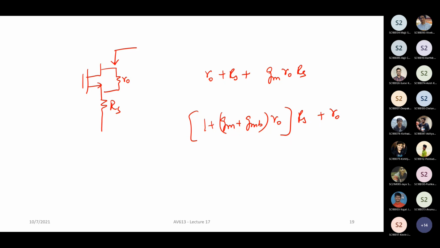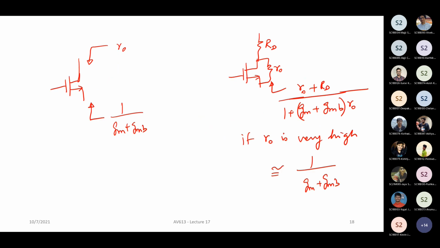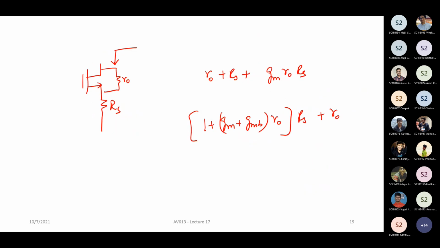You can see that the impedance is divided down by this factor 1 plus Gm plus GMB R0 if you look at it from the source side. If you look at it from the drain side, it is multiplied by this factor 1 plus Gm plus GMB R0, and added to R0. So these are what are called the impedance transformations done by a MOSFET.